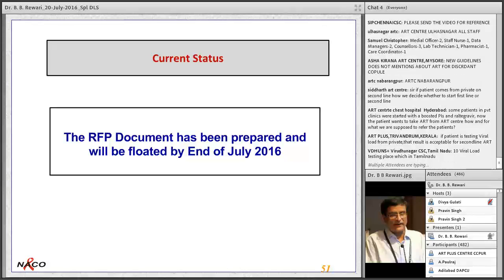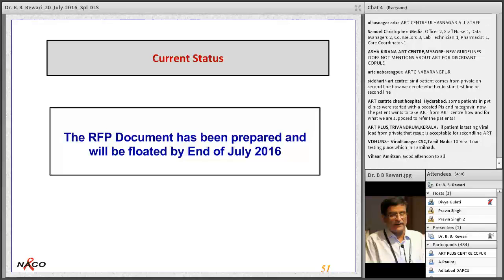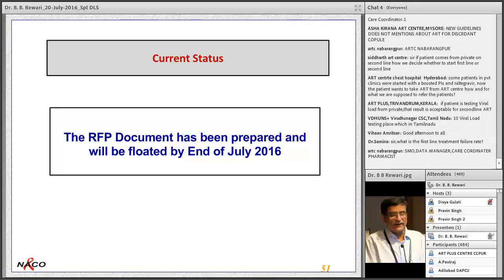If a patient comes from private on second line, how do we decide to start first line? Siddharth, ART Center. If this was the first regimen started for the patient, suppose this second line regimen, when you say second line regimen, I understand it was a PI based regimen. We continue the same regimen. If it becomes first line regimen for him, any regimen which is started for the patient at the initiation of ART is first line. Any regimen which is changed because of treatment failure is his second line regimen.